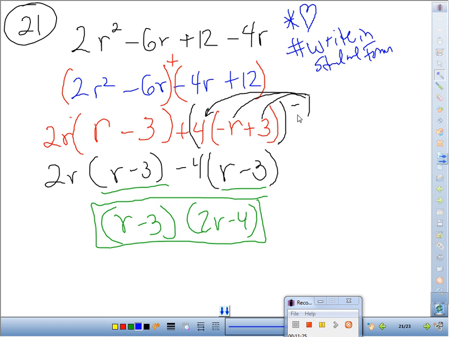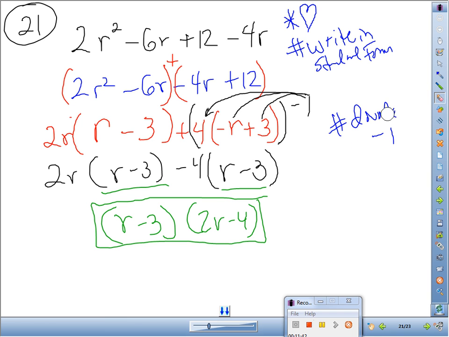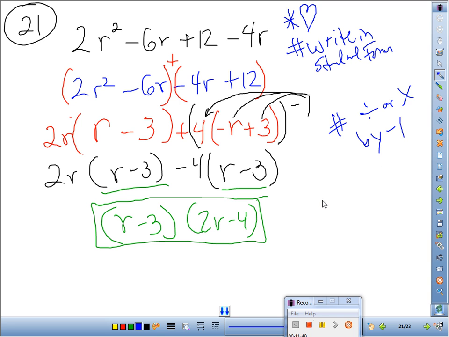So basically, what steps did they add? Number 1, write in standard form, and the second one, divide by -1. Or divide or multiply, my bad. Or divide or multiply by -1.